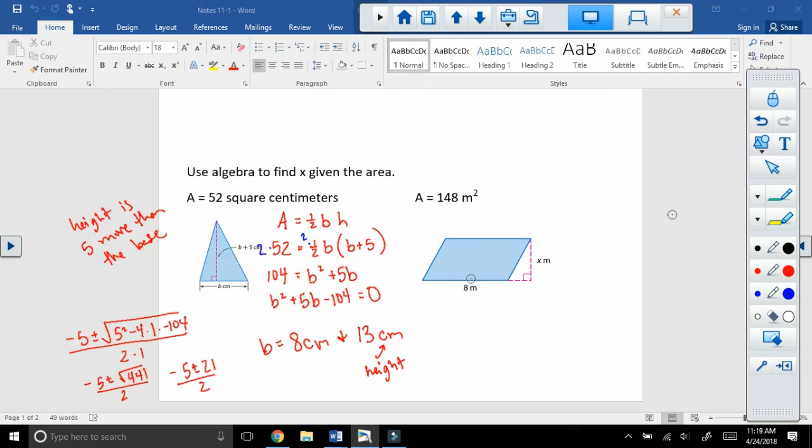This last one's not quite as tricky because they just give you x and 8. The area formula is base times height. 148 equals 8 times x. So 148 divided by 8 is 18.5.